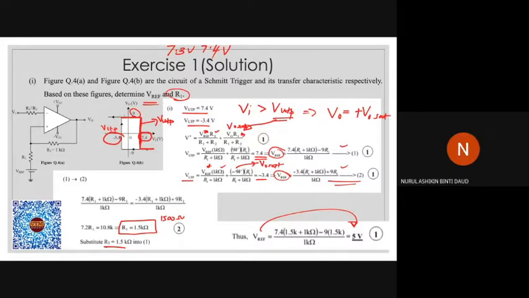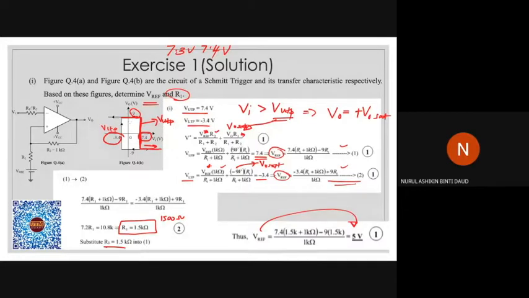Hysteresis means it's just like a loop here. If the input value goes further than 7.4, it will go this way, and it will maintain minus 9 volts. But if the input value is changed back to 7.3, it will be here again. So that is for the upper trigger point.